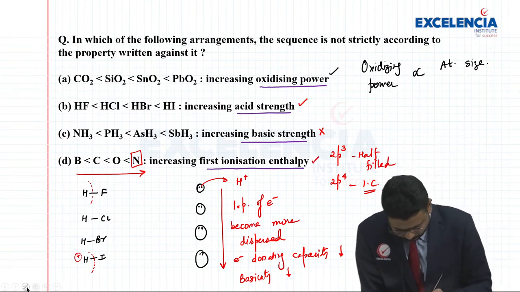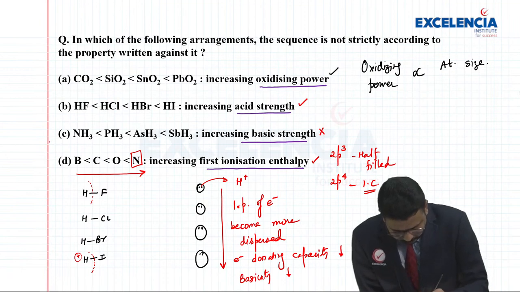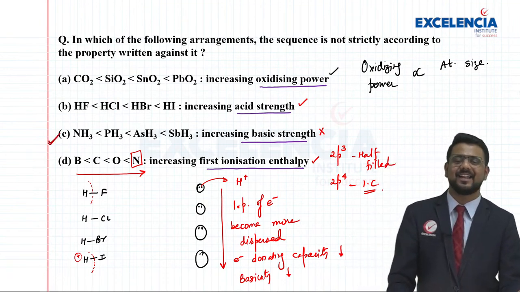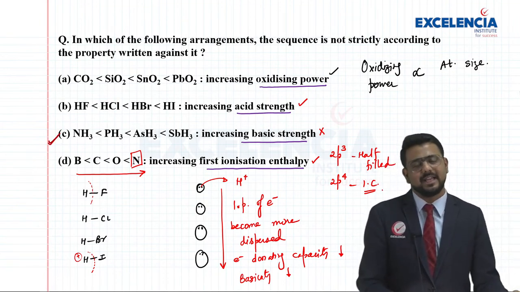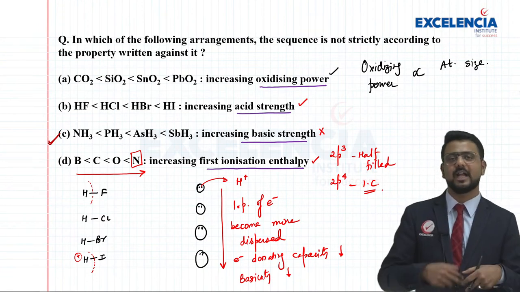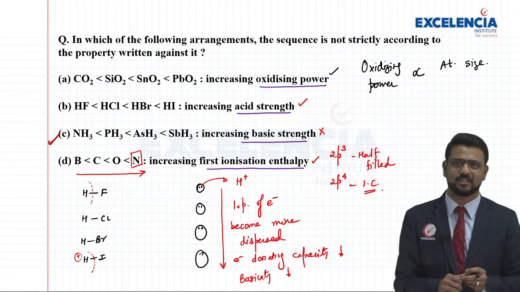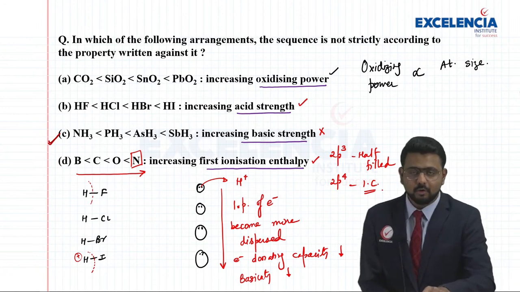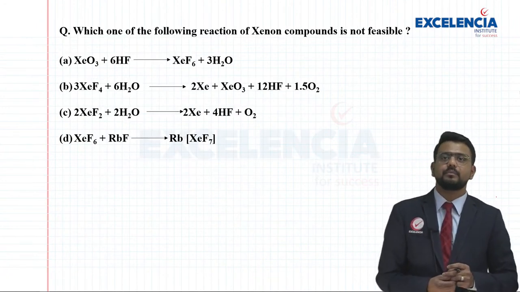So of all these options, you will realize that your answer should be option C, right? Because they're asking us to find the incorrect order. I hope you got a clear understanding how to approach these kind of questions. Moving on with the next question here.